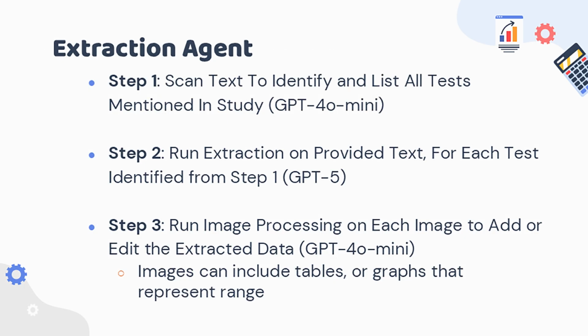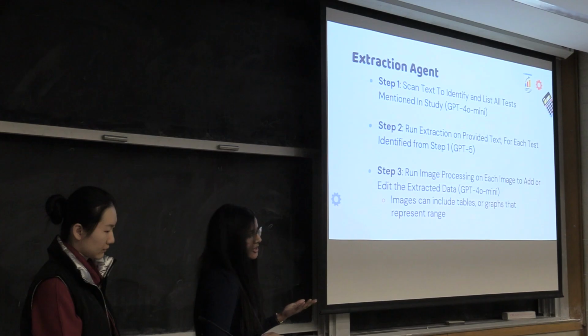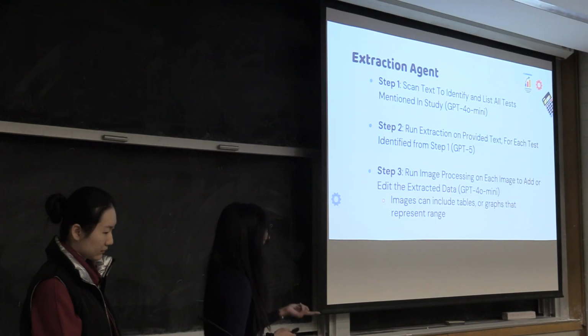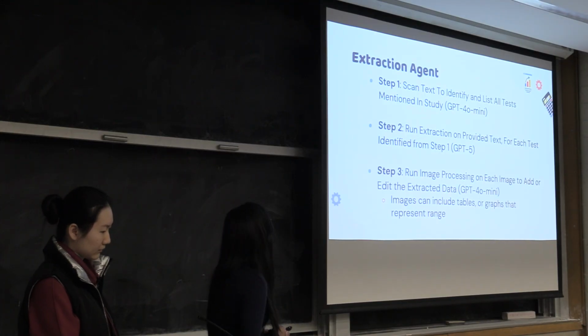Yeah, so the extraction agent has 3 different steps. First, we look through the paper to identify all of the cognitive tests that are mentioned within the study. The second step is to run extraction on all of the cognitive tests to extract the fields that I mentioned earlier. And then third, we run image processing on each image that's available on the website to see what other information we can get. This can edit or add different cognitive tests.